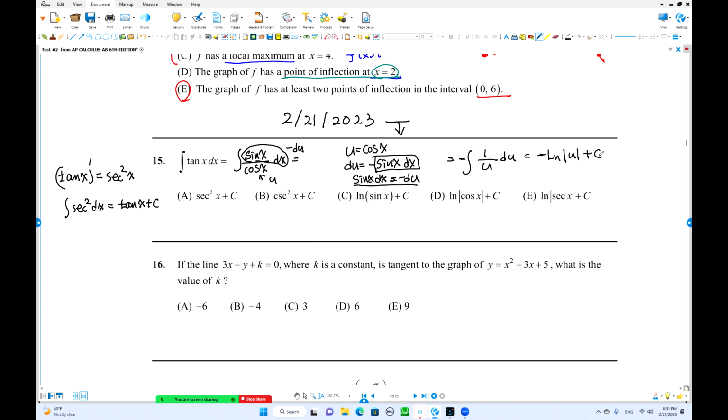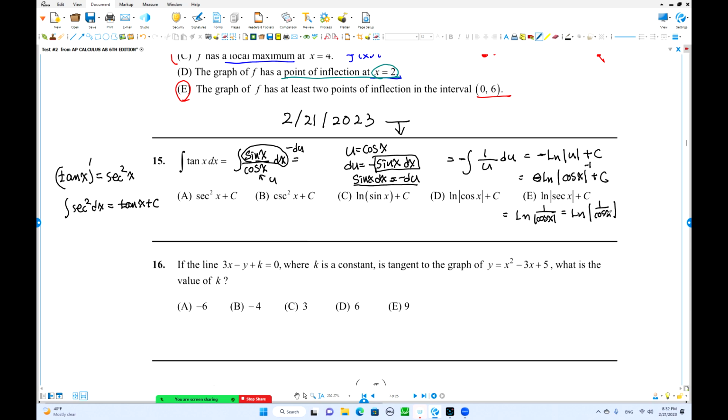Now we replace u with cosine x. Negative ln absolute value of cosine x plus c. So we don't have this form, so we're going to change the form a little differently. This negative sign, put up as a negative 1 there. So that equals ln of 1 over cosine x, absolute value. This is the same as that one.